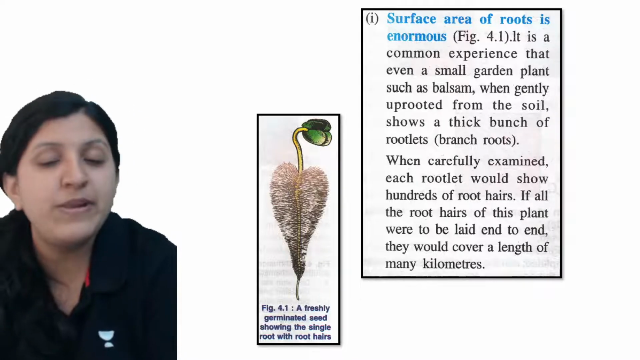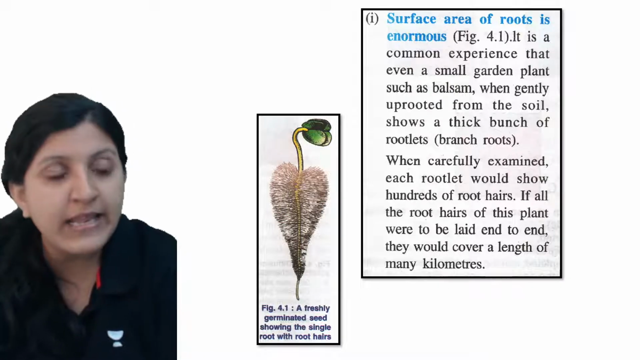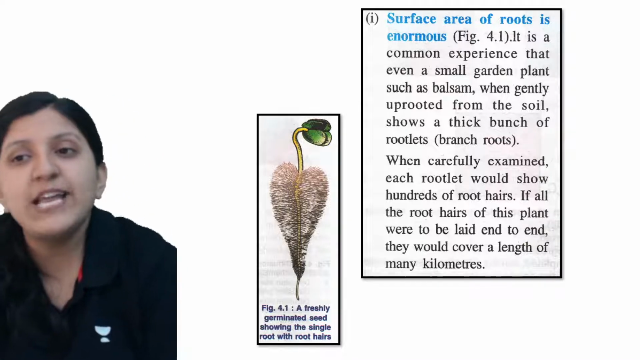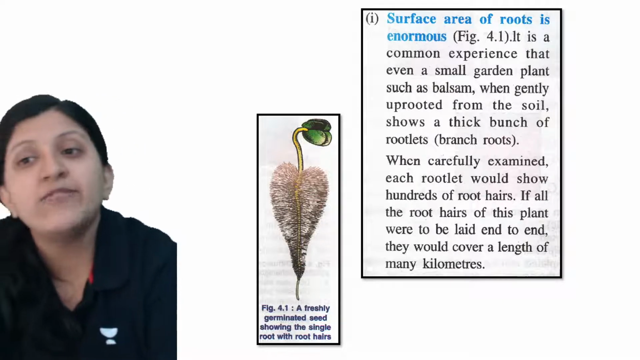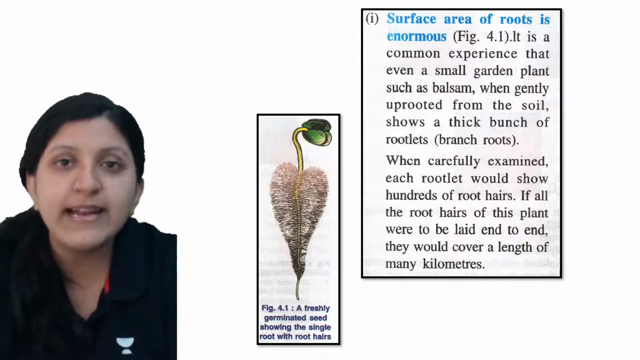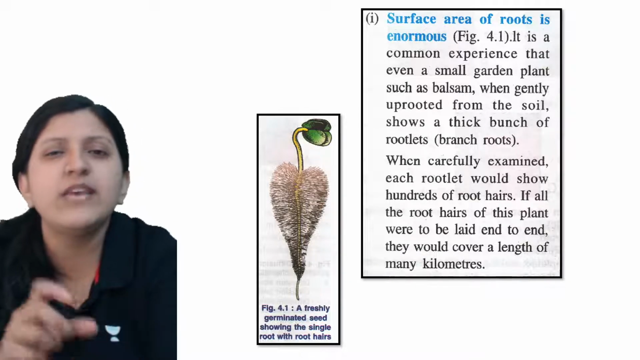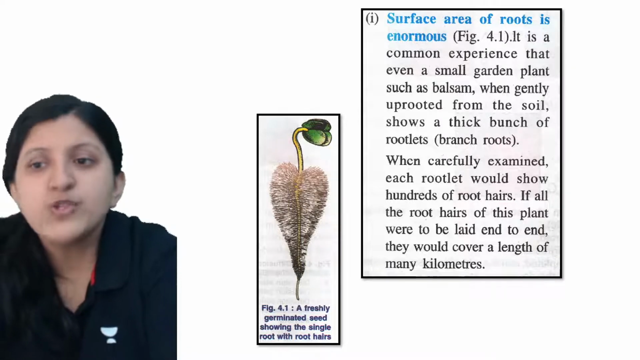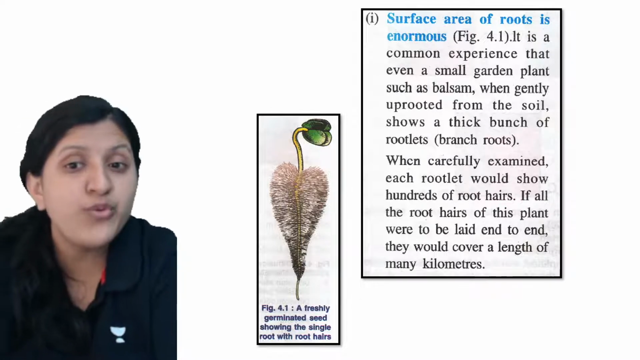Here this plant is trying its best to cover the maximum possible area so that it can absorb more water and more minerals. So the surface area of roots is enormous. It is a common experience that even a small garden plant such as balsam, when gently uprooted from the soil, shows a thick bunch of rootlets. That means you can see many rootlets. When carefully examined, each rootlet would show hundreds of root hair.